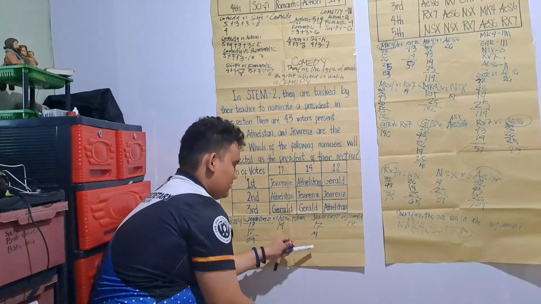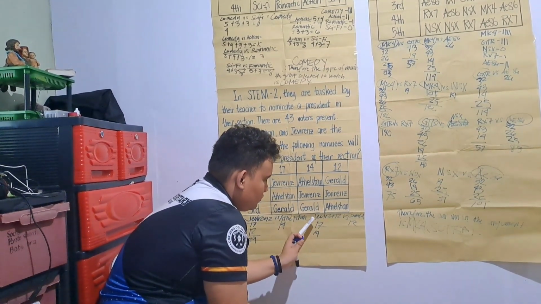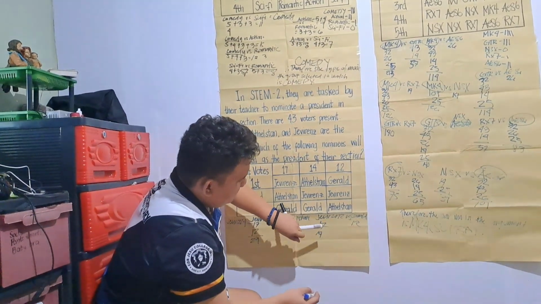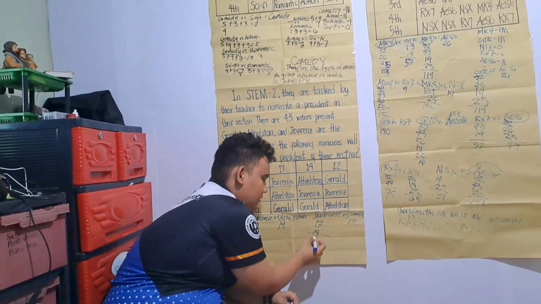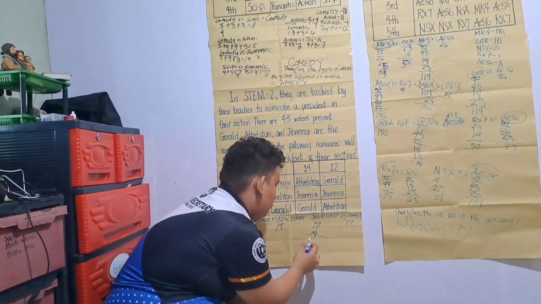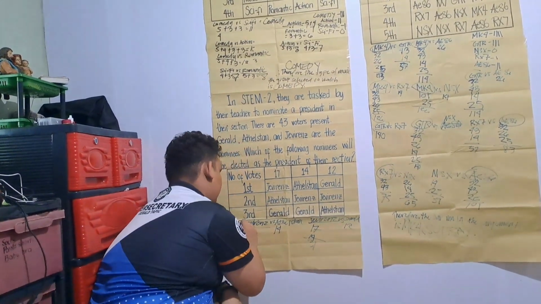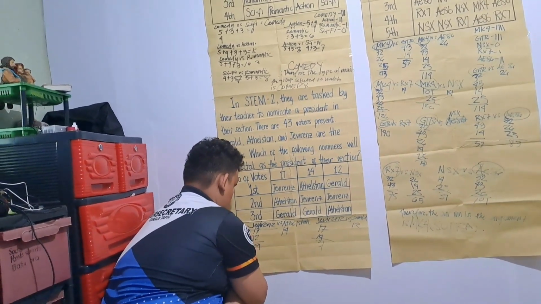So we need to add these: 17 and 14. So 17 plus 14 is 31. So the winner in here is Jevons. Jevons got 2 points. Gerald and Athelstan.